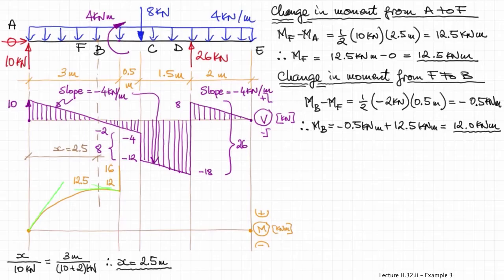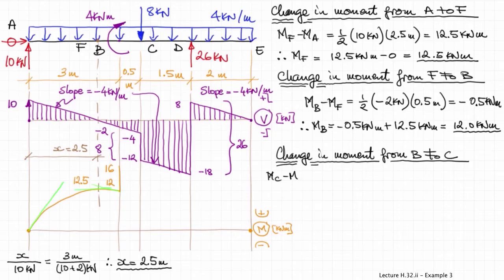Then at B, to the right of B, we have a jump in the bending moment diagram due to the application of the concentrated moment of 4 kilonewton meters. So the moment to the right of B becomes 16 kilonewton meters. And then we need to calculate the change in moment from B to C. Again, equals to the area under the shear force diagram. So that is the area of the trapezoid between B and C. That would result in a bending moment of 14.5 kilonewton meters at point C.